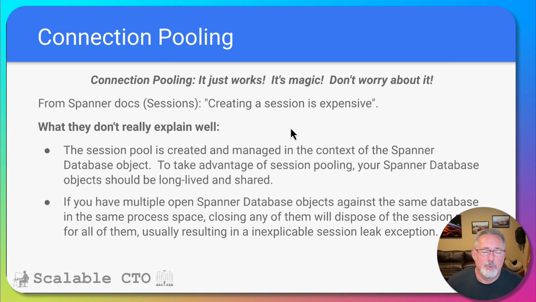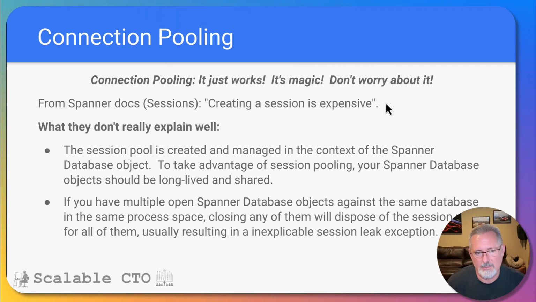Let's talk about connection pooling. They don't really explain in the Node.js library how connection pooling works. They explain that it exists and that it works and it's magic. They also tell you in the Spanner docs that creating sessions is expensive, but they don't really explain how to use the session pool. I originally implemented the database in a way that I was not using the session pool, and I found out the hard way how bad that is.